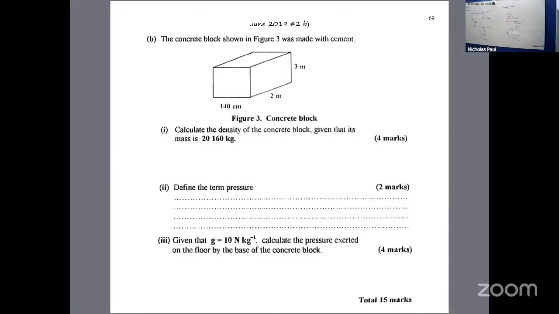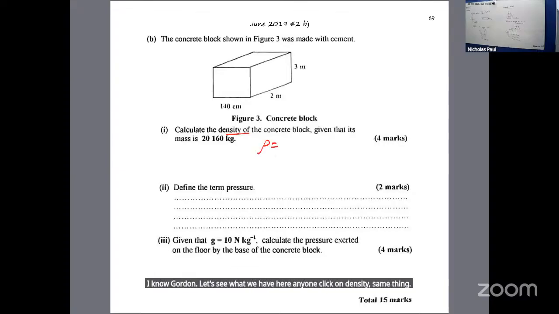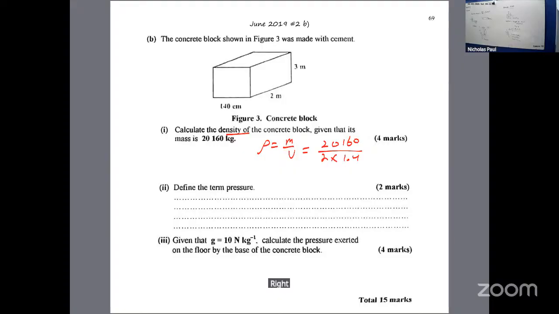Let's see what we have here. The one again, density, same thing. Mass and volume, same kind of question. Mass is equal to the density times the volume, right? And the volume will be 2 by 1.4, right? Not by 140, yeah? So 20160 divided by 2 by 1.4. Right? I got 7,200 kilograms per meter cubed.